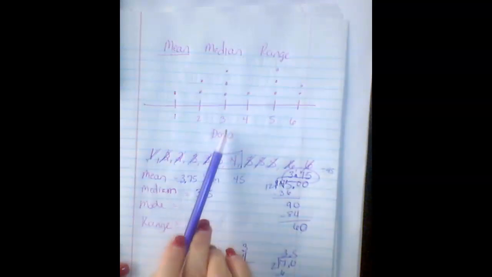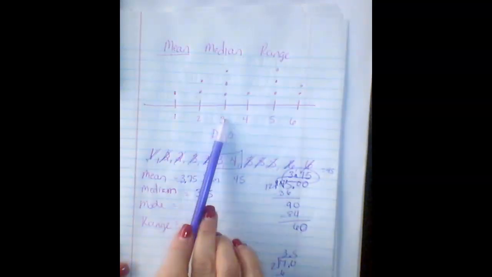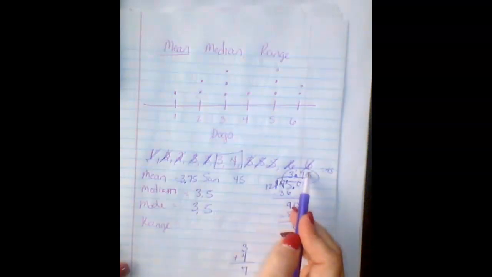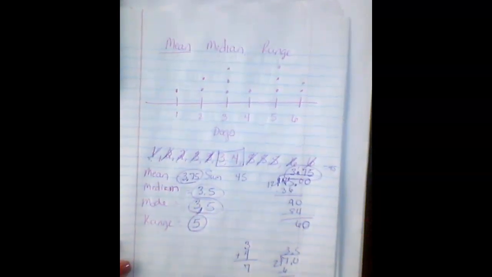Now the mode. Which ones are we repeating the most often? I have 2 modes here, 3 and 5. My range is 6 minus 1, which is 5. So this is a quick review over mean, median, and mode. Please let me know if you have any more questions.